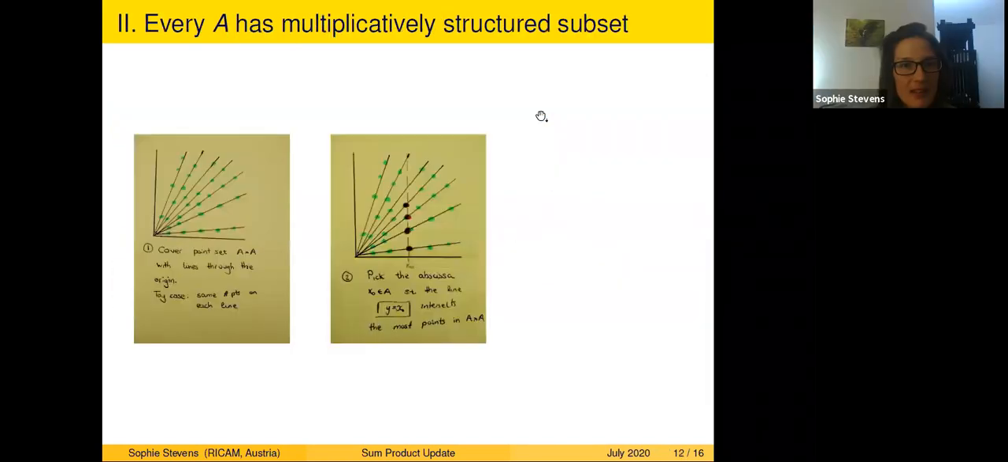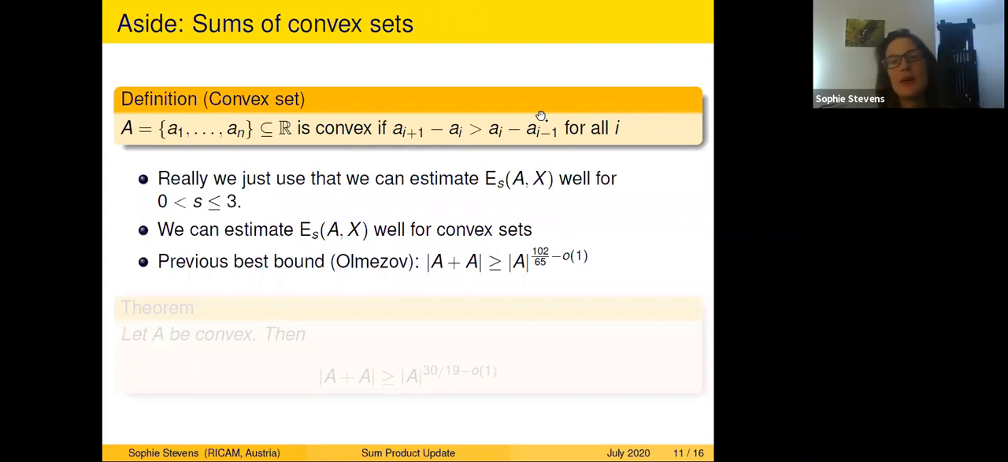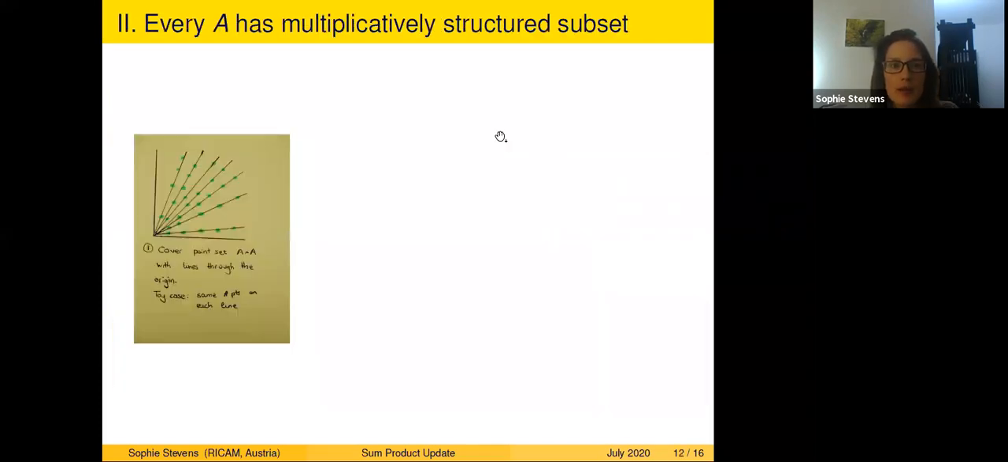All right. So I said that if we've got multiplicative information, then we get a lower bound on the size of the sum set. My second claim is that every set A has got a multiplicatively structured subset. So for the remainder of the talk, I'm going to say how to find this subset, and then I'm going to justify very loosely why we get the data that we then feed in.